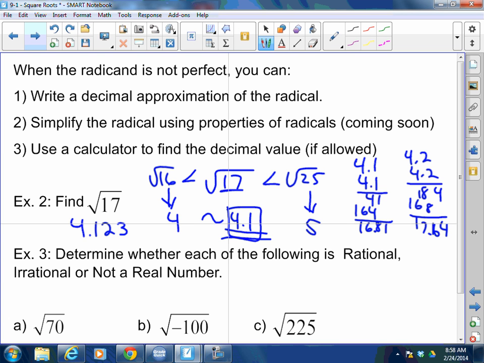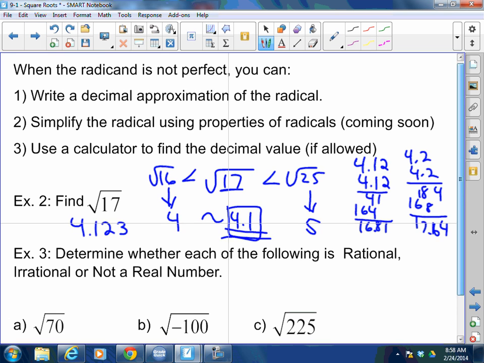Now, how come the calculator went further? We could have gone further too. If I would have gone 4.12 and then 4.12, that would have brought me that much more closer. But I'm not going to get into that. In the real world, people would use a calculator. I just want you to understand what the calculator is doing. Is that fair enough? Thank you.